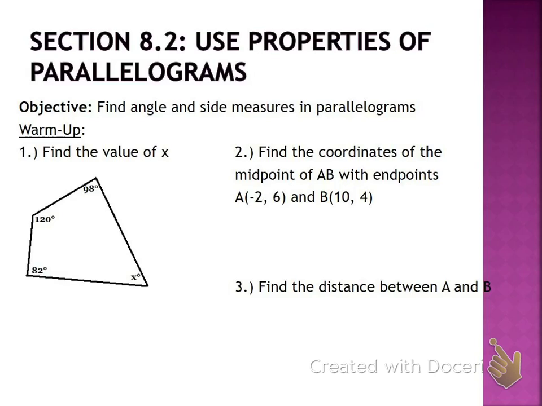So if we add 82 plus 120 plus 98, what do we get? 300? So x plus 300 equals 360. I just went ahead and added those up before I wrote that down. To get x alone, we would need to subtract. x equals 60.